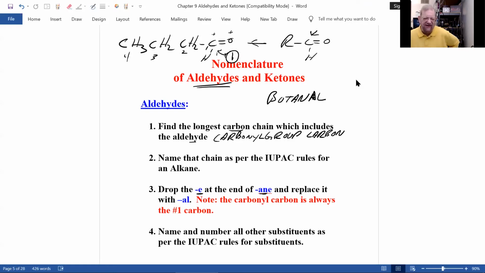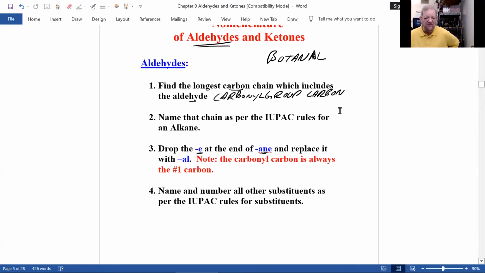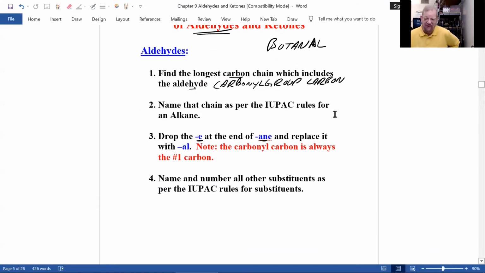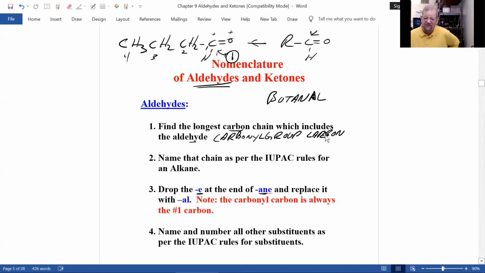No exceptions, I can't think of one. Therefore, you don't have to put that down. And the rest of the alkyl groups are numbered like you would on a chain, and you can't have a carbonyl group in a ring, so that's how you do carbonyl groups. Let's do another one.